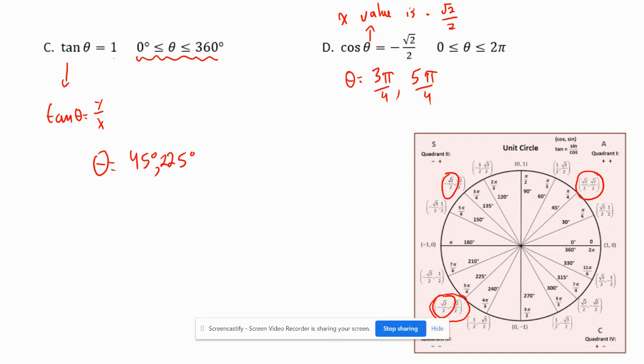All right, guys. So this is kind of a very basic intro to trig equations, and in the next section, 4.4, we're going to get into these trig equations in a bit more detail as well.